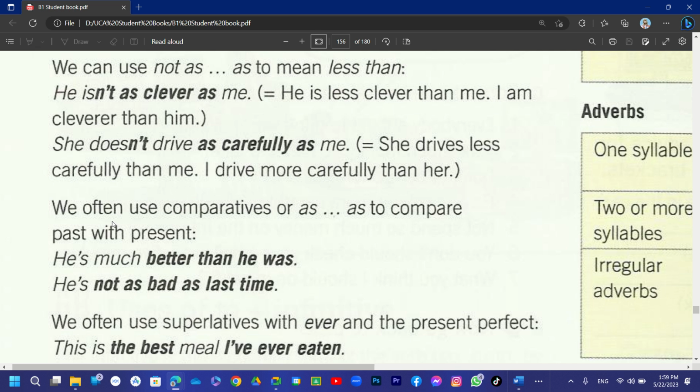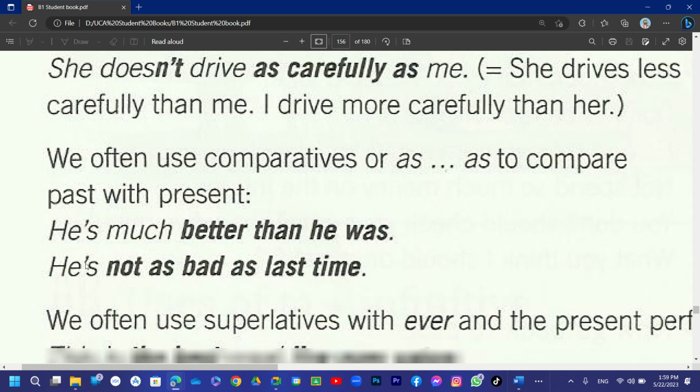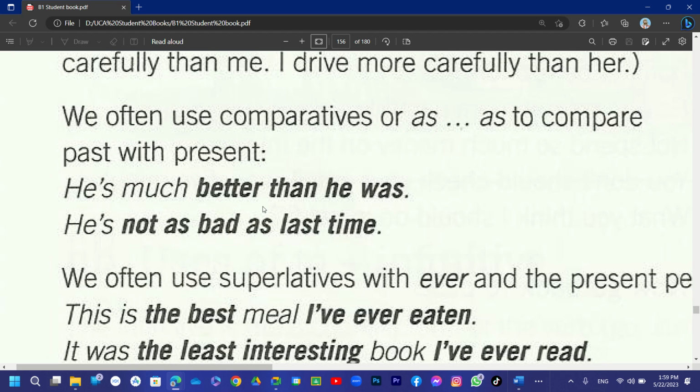Another one like, okay, we often use comparatives or as plus as to compare past with the present. Now, this is really good because it's mostly kind of like you're comparing two of the same things. Like he's much better than he was. In the past, he was, for example, 50% good at what he did, and now he's 80% good at what he did. Another one is like he's not as bad as last time. Last time he was very bad. This time he was bad, but not as much.